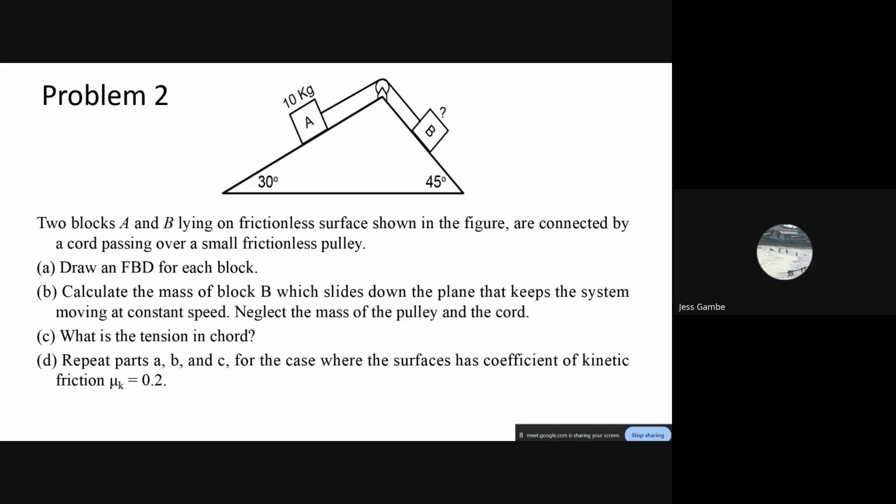Two blocks A and B are lying on a frictionless surface, as shown in the figure, connected by a cord passing through a small frictionless pulley. Letter A, draw an FBD for each block. Letter B, calculate the mass of block B, which slides down the plane, that keeps the system moving at constant speed. Neglect the mass of the pulley and the cord. So it moves downward, block B going down.